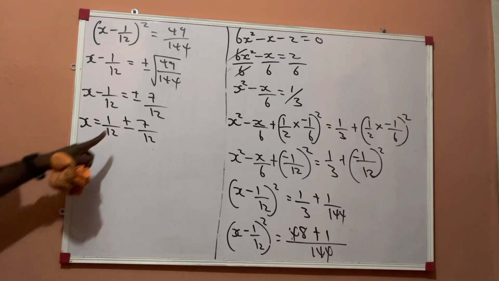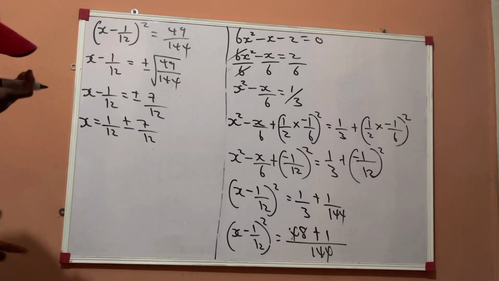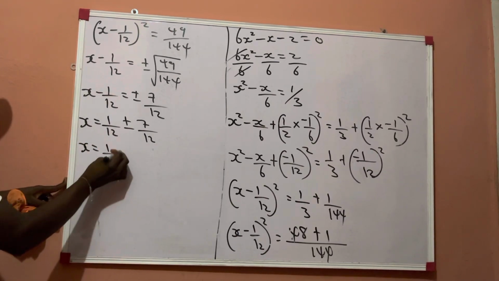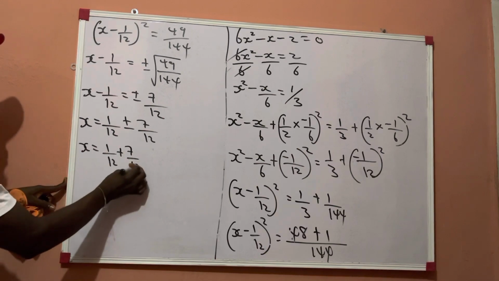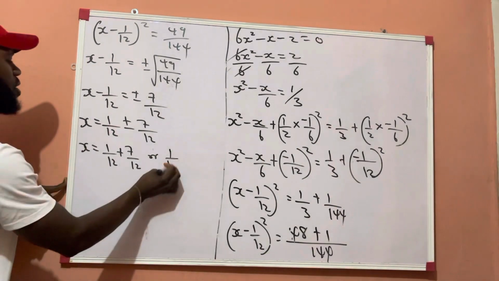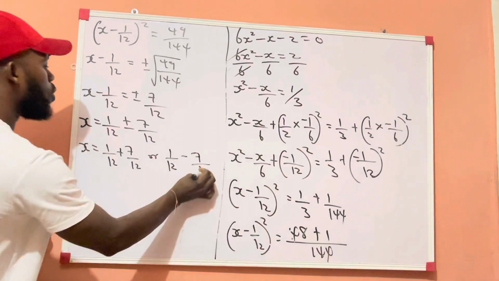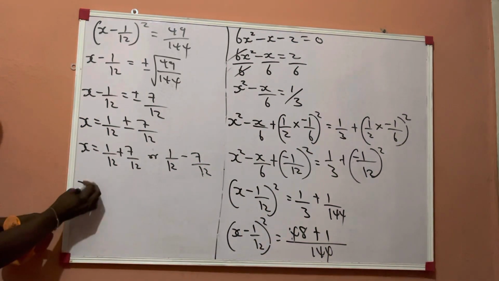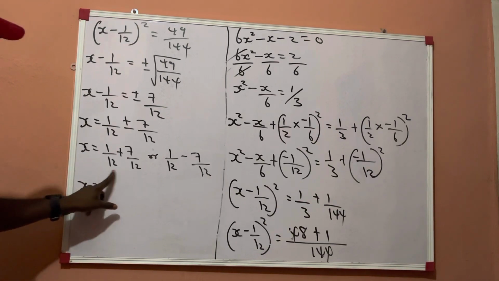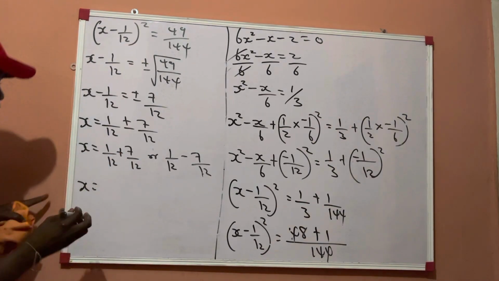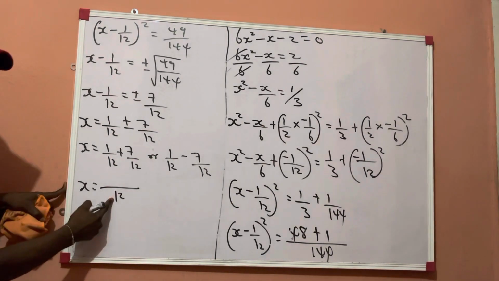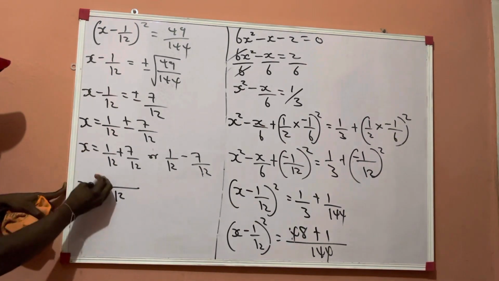Remember we said, when you have plus or minus, we separate. Now, when we separate, x is equal to 1 over 12 plus 7 over 12 or 1 over 12 minus 7 over 12. Now, class, without wasting time, x is equal to, class, the LCM of 12 and 12 is 12. If the LCM is 12, how many times will 12 go into 12? 1. 1 times 1, 1.